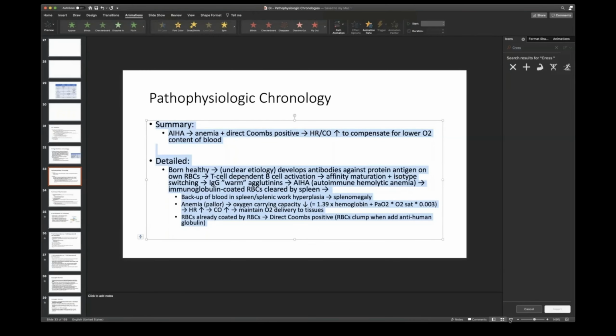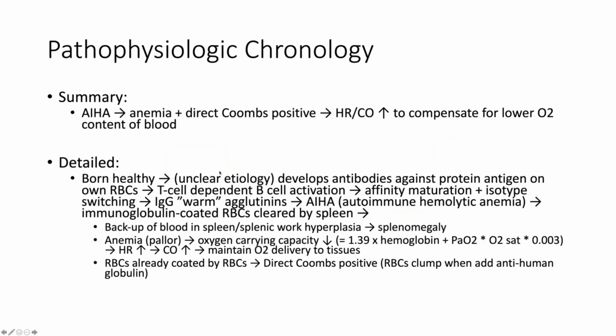The detailed one is that she's born healthy, and it's not really clear why it happens, but she develops antibodies against some sort of protein antigen on her own red blood cells. This leads to T cell dependent B cell activation. So again, protein antigen, so protein is presented to T cells. That leads to affinity maturation and isotype switching, which is why she develops IgG, the warm agglutinins. So this is known as autoimmune hemolytic anemia. And so immunoglobulin coated red blood cells are eventually cleared by the spleen, which is why she has splenomegaly.